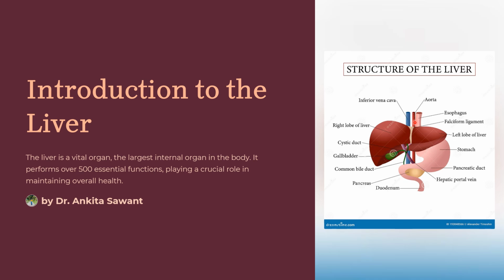Structure of the liver, we have the inferior vena cava over here. This is the right lobe, left lobe. Behind it the stomach is there. Then we can see the gallbladder, cystic duct. Then we have here the common bile duct, pancreas, duodenum, hepatic portal vein, pancreatic duct, stomach, falciform ligament, esophagus, aorta. So surrounding structures also we have seen. So basically it's the largest internal organ of the body, okay, and a very vital organ.